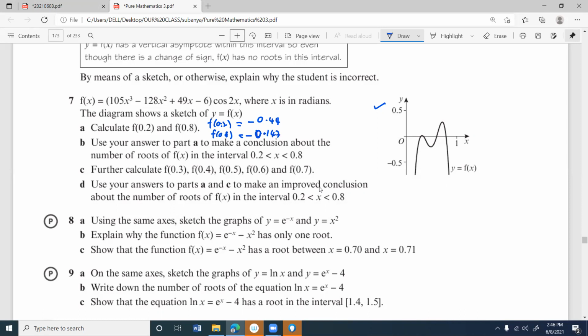So you can see the 0.2 according to this one is a point somewhere over here, and 0.8 is a value somewhere over here. Then you can see how many solutions we can see. According to the diagram, we can see 3 solutions. After that, what you need to do is further calculate 0.3, 0.4, 0.5, 0.6, 0.7, and you can get these answers. We'll just substitute and see, putting these values in from your calculator.